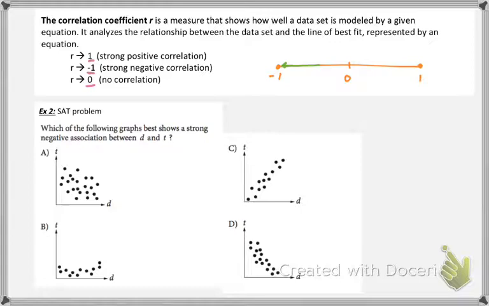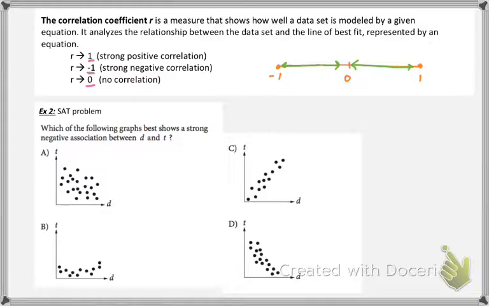Meaning that the data set shows a line that goes down. The closer it gets to +1, there's a strong positive correlation, meaning that the data looks like it can be modeled by a line that increases, that goes up from left to right. And then the closer it gets to 0 on either side, then there's no correlation, meaning the data is everywhere.